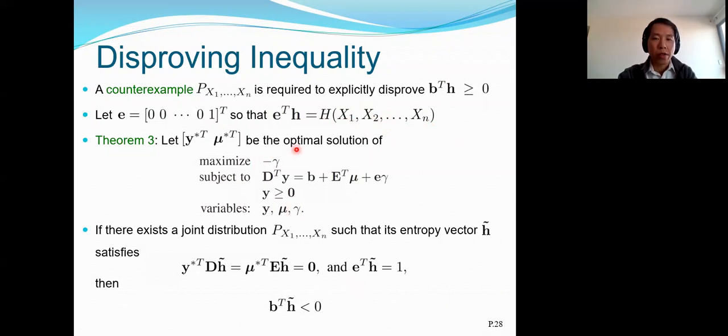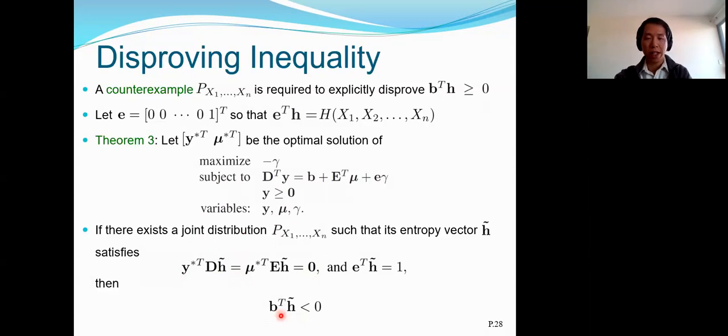And now we want to solve this linear program here. Comparing with the previous one, the difference is that we have an extra term here, plus E gamma, and the objective function is minus gamma. We want to maximize it. And then after we find the feasible solution, by looking at the Y star and the mu star, if we can find a choice distribution which satisfies this constraint, then we can use it as a counterexample to disprove the given inequality.